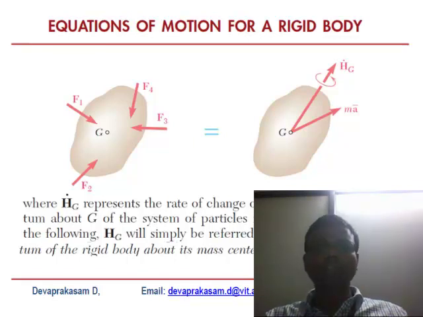You can resolve these forces into a torque about the center of mass and the translational motion of the center of mass, that is M into A. A is the acceleration of the center of mass, and H is the rate of change of angular momentum about G. That is nothing but a torque. The rate of change of the angular momentum of the rigid body about the mass center will be a torque.